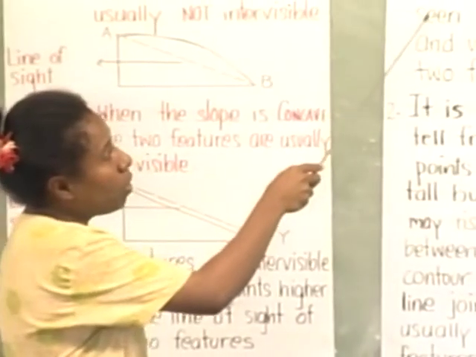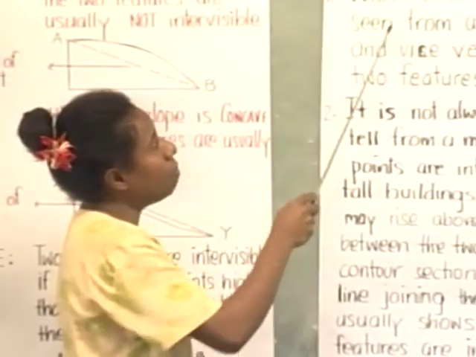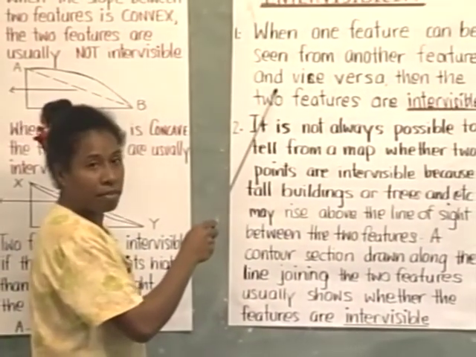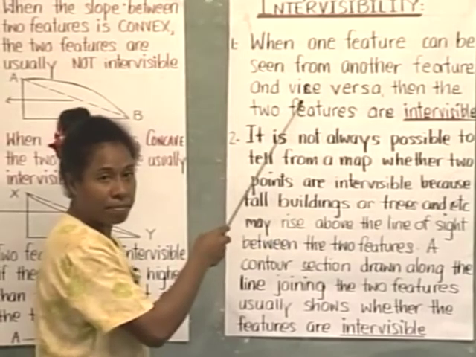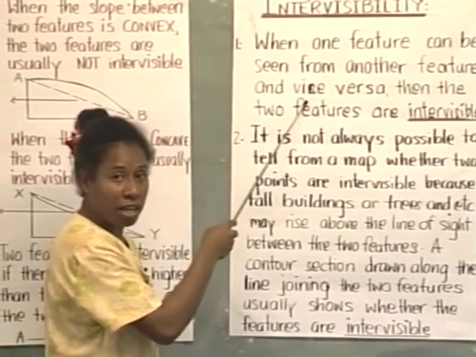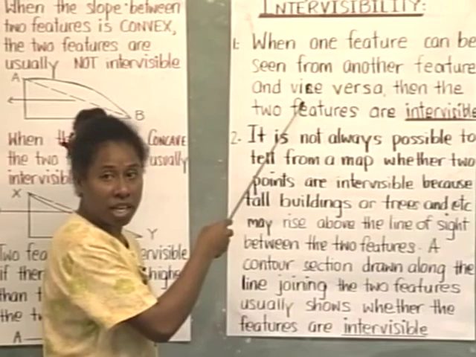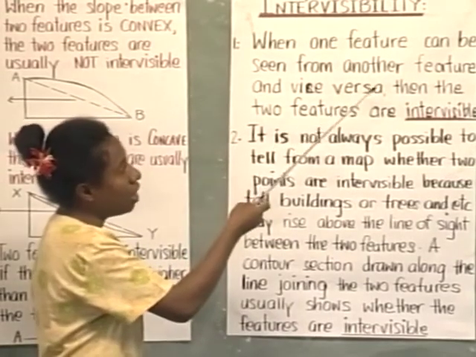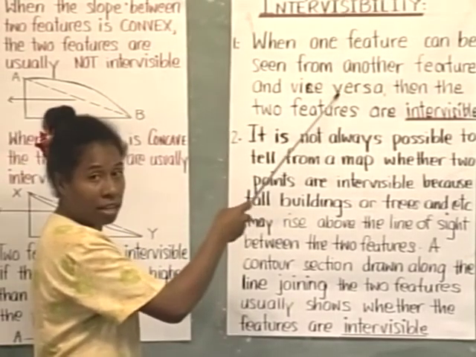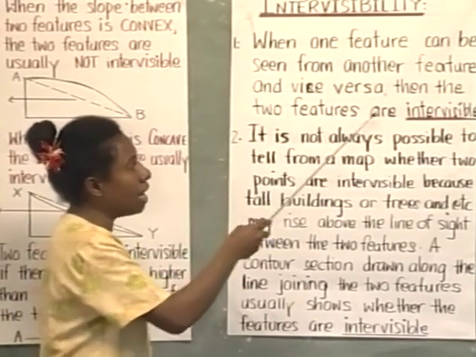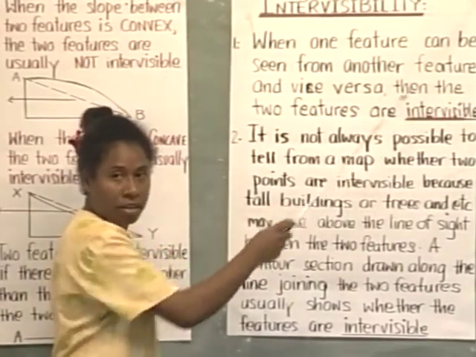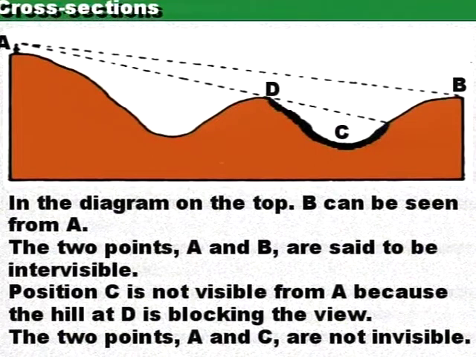it is simply when one feature can be seen from another feature and vice versa. So if it is A to B, A is a feature, B is a feature. If A can be seen from B and vice versa, then those two features, A and B, are intervisible. So in the case of this example, A to B, B to A is actually intervisible. You can see point A from B and point B from A.